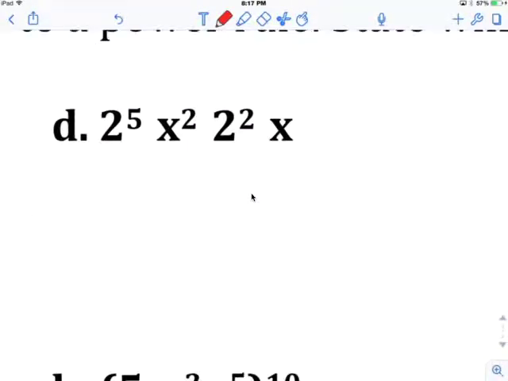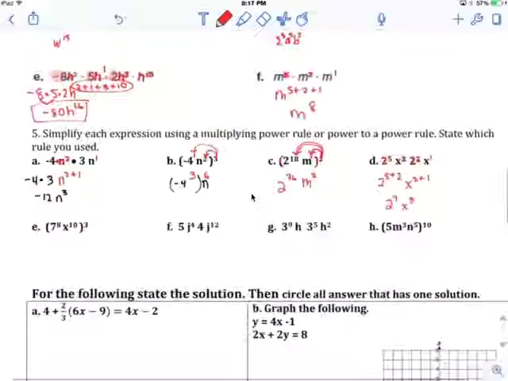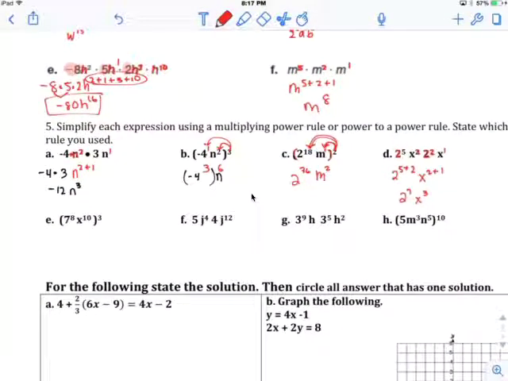Okay, here's no parentheses. We add them. So 2 to the 5th and 2 to the 2nd, so plus the 2. X to the 2nd, plus that's a 1. So you get 2 to the 7th, x to the 3rd. Okay? So same goes to the bottom, you do on your own. Hopefully you know what to do, right?